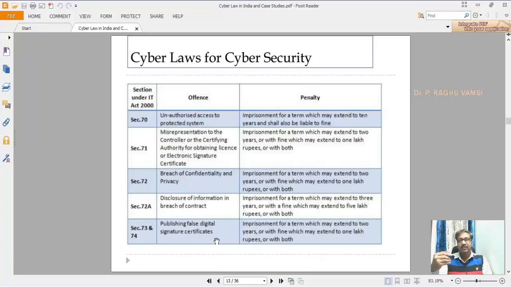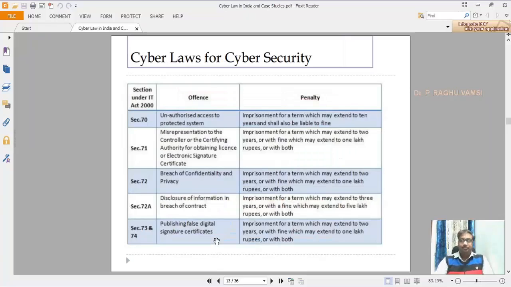signature certificates. For this, imprisonment may extend up to 2 years, and a fine of 1 lakh rupees, or both. So these are the various cyber laws and cyber security things.